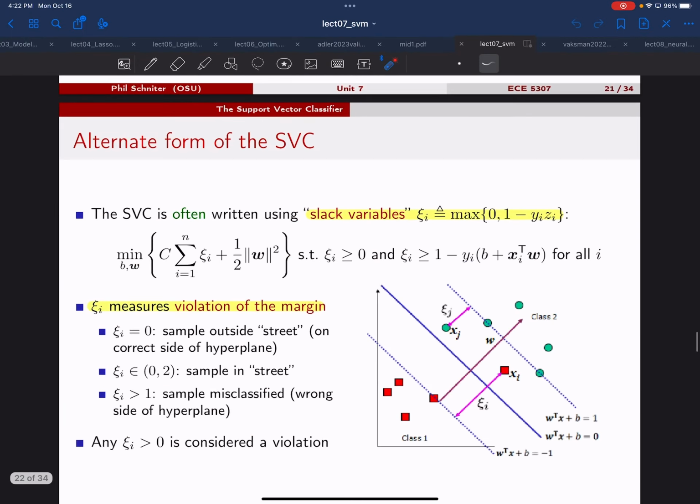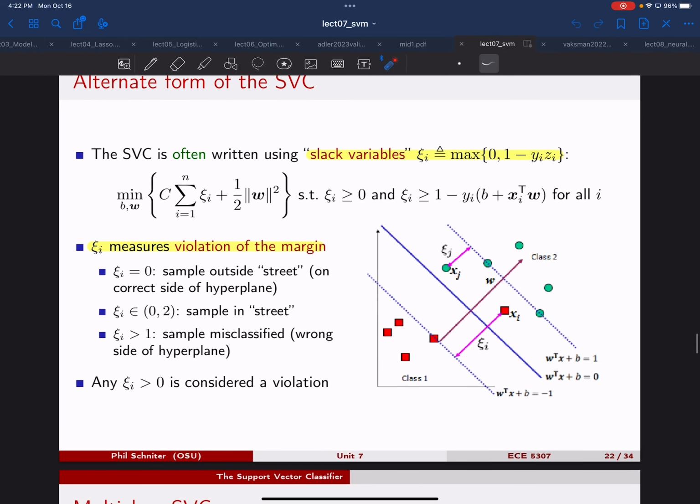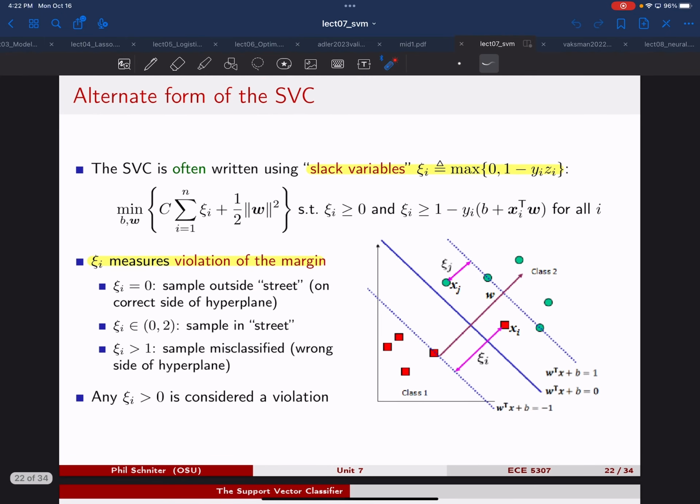And I think the last thing we did was we said that sometimes the SVC is written in a slightly different way, where what you have are slack variables. The slack variables, these xi's, they measure essentially how much violation of the margin you have.